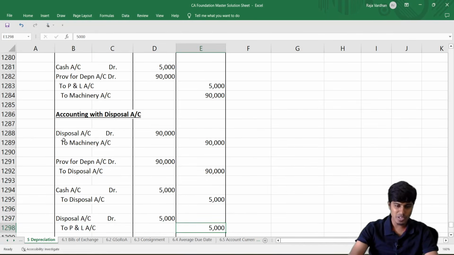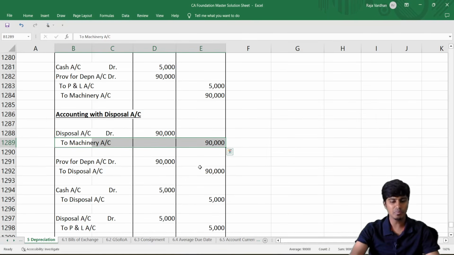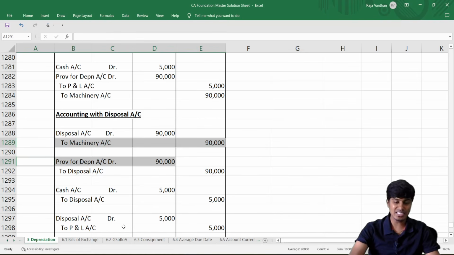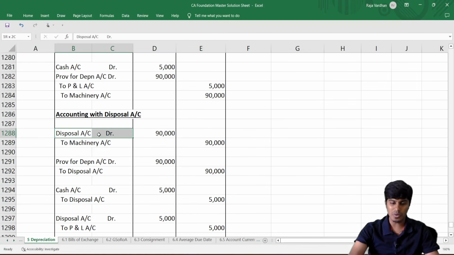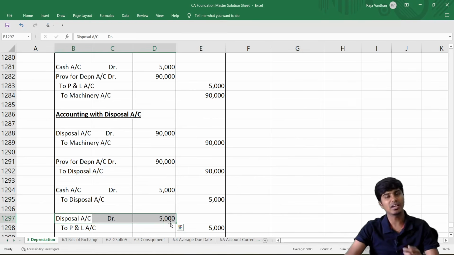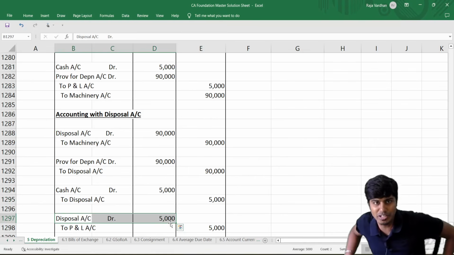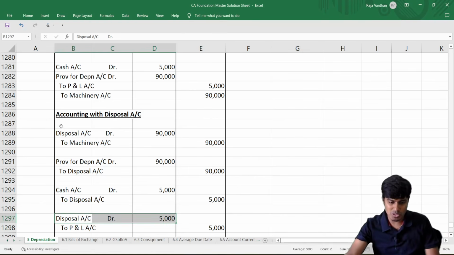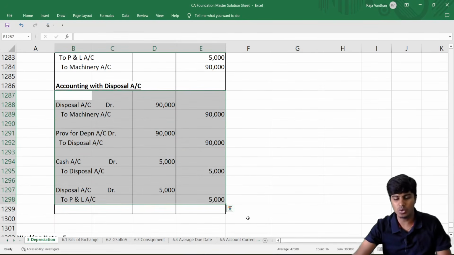Because if you observe, machinery had a debit balance of 90,000, I have credited it here, it becomes 0. Provision for depreciation had a credit balance of 90,000, I have debited it here, it will get nullified. Cash is received, I have debited it. Disposal account debit 90,000, disposal account credit 90,000. This has nullified. The disposal account credit, what we have written here, has to be closed by debiting it and transferring such balance to the profit and loss account. Now let us post all of these 4 entries into our ledgers.